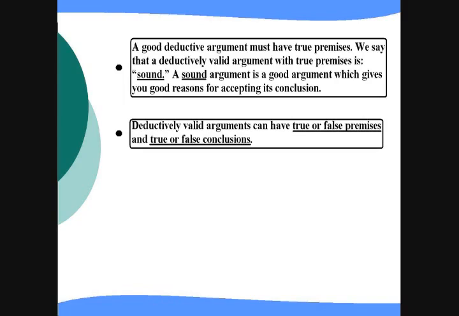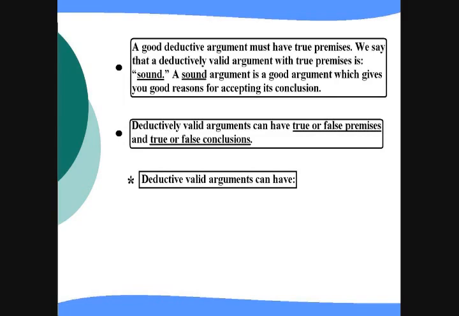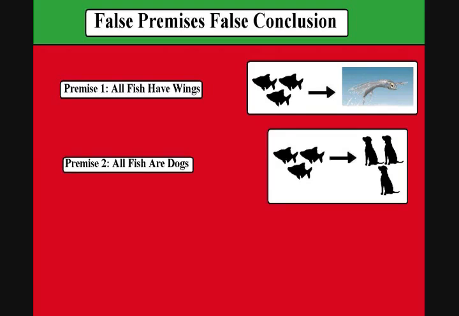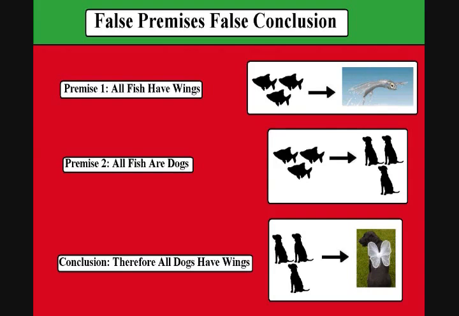However, we must note that deductively valid arguments can have true or false premises and true or false conclusions. Deductively valid arguments can have false premises and a false conclusion. They can have false premises and a true conclusion, and they can have true premises and a true conclusion. Here are a few examples. False premises and false conclusion. Premise 1. All fish have wings. Premise 2. All fish are dogs. Conclusion. Therefore, it follows that all dogs have wings.